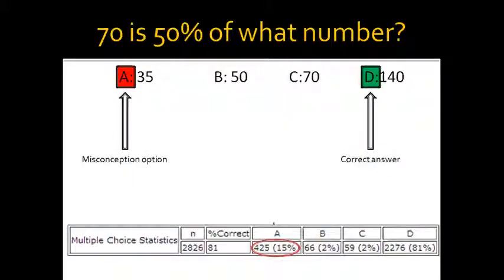Let us look at a question. 70 is 50% of what number? The options are 35, 50, 70 or 140. The most common wrong answer here is A. Students having this misconception see the values and simply calculate half of 70 and write it as the answer. You can see from the data that 15% of the 2800 plus students attempting this question make this mistake.